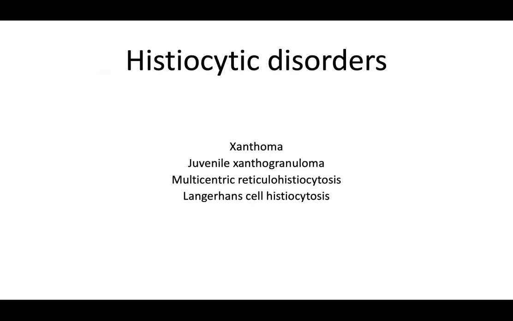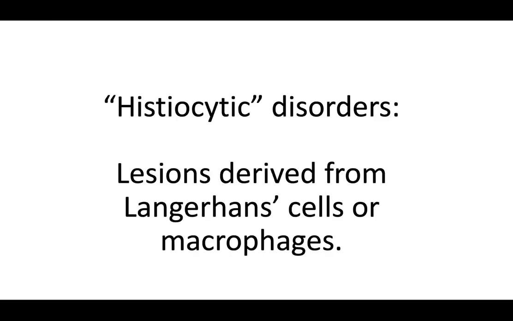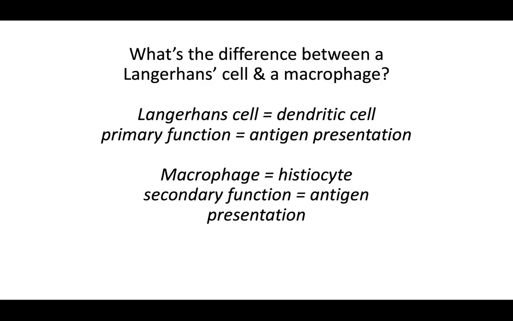All right, so we're kind of shifting gears now. We're moving on to histiocytic disorders, which will include xanthomas, including juvenile xanthogranulomas, multicentric reticulohistiocytosis, and Langerhans cell histiocytosis. So before we jump into what histiocytic disorders are, we need to talk about the definition. So what are histiocytic disorders? These are lesions or processes derived from Langerhans cells or macrophages. So you can have Langerhans cell histiocytosis, you can have non-Langerhans cell histiocytosis.